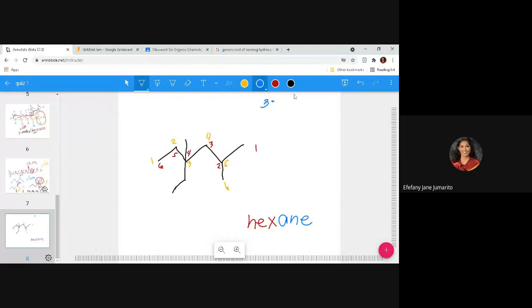3. Unsa man na name? Okay, this one. What name? What's this? Methyl. 3-methyl. Okay, linear ra methyl na siya. And then we have also 3. This one. That is ethyl. Ethyl. Perfect. Okay, then we have this one. 5. Methyl. Okay, so that's it.